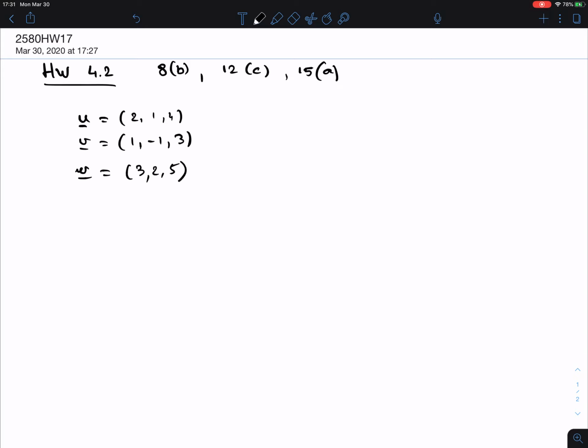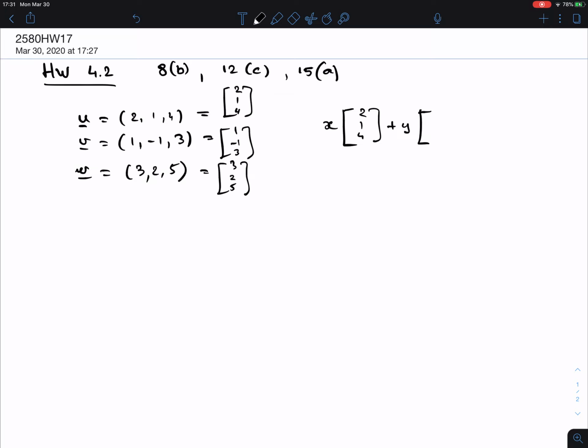How does it work? Well, instead of writing them as rows, I'm going to consider them as columns. Like this column, 2, 1, 4, this would be 1, minus 1, 3, and this would be 3, 2, 5. And a linear combination of that would be, I'm going to use x, y, and z, that's easier to write, x times 2, 1, 4, plus y times 1, minus 1, 3, plus z times 3, 2, 5.